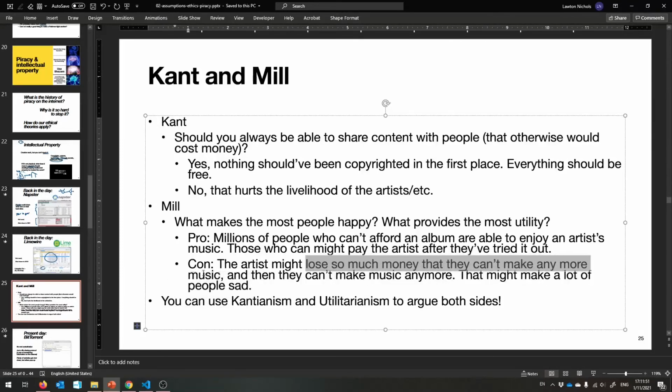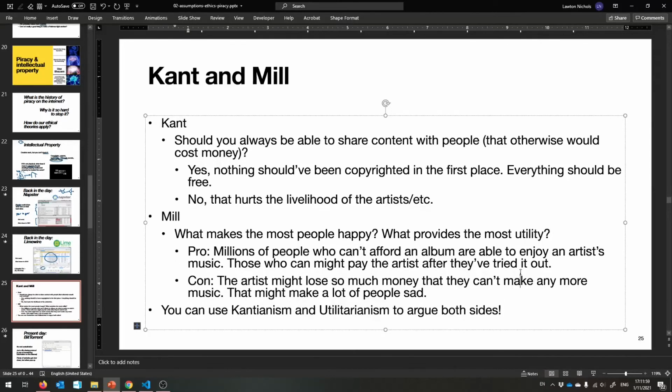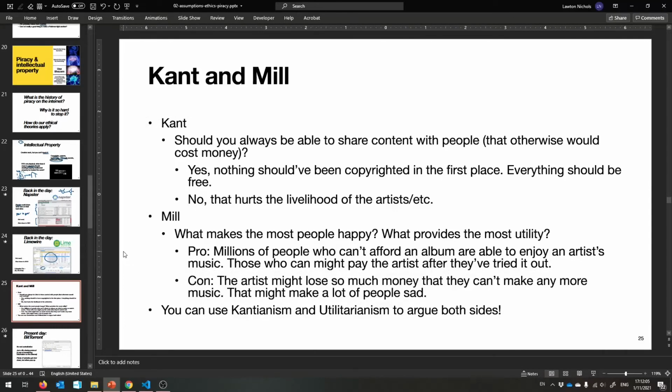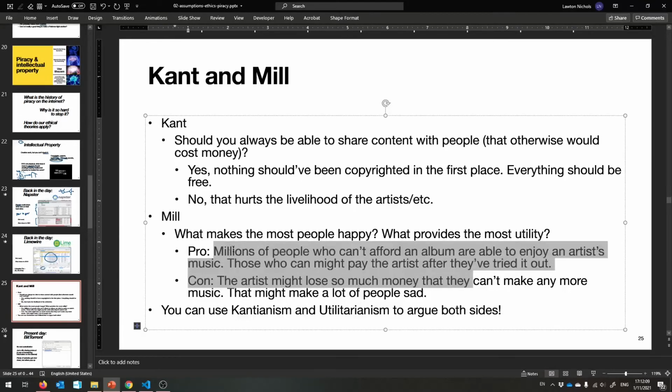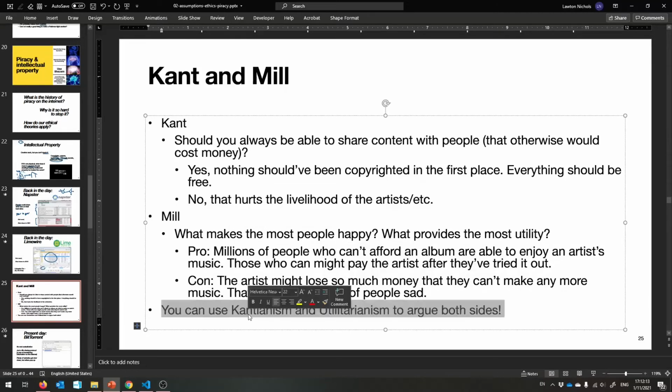Cons, though, would be something like the artist who made this album might lose so much money that they can't make any more music. And that would decrease a whole lot of people's utility because maybe it's a very popular artist. Okay, so that might make a lot of people sad, and so you'll have to weigh these two options again. Okay, and so you can actually use, like I showed here, Kantianism and utilitarianism to argue both sides. It's really odd, but you can.